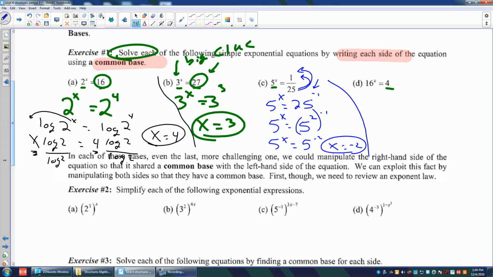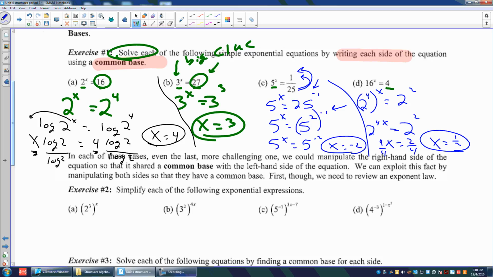Now here's the fun one. Neither of them are prime, but we know 4 is 2 squared. Hopefully we know that. So 16 is 2 to the fourth. We're going to use the same thing that we used right there and bring the x there. So 2 to the 4x equals 2 squared. 4x equals 2. Divide both sides by 4. So x equals 1 half. Cool!